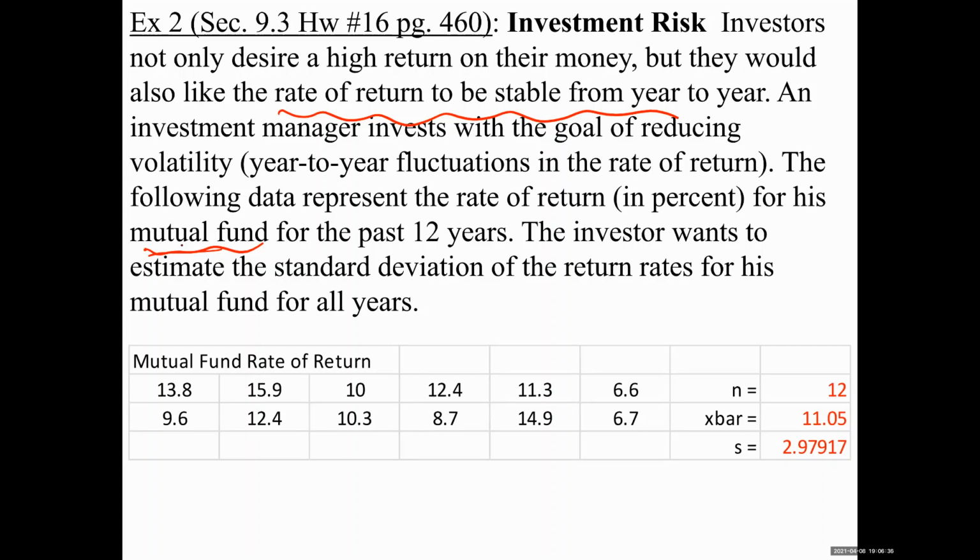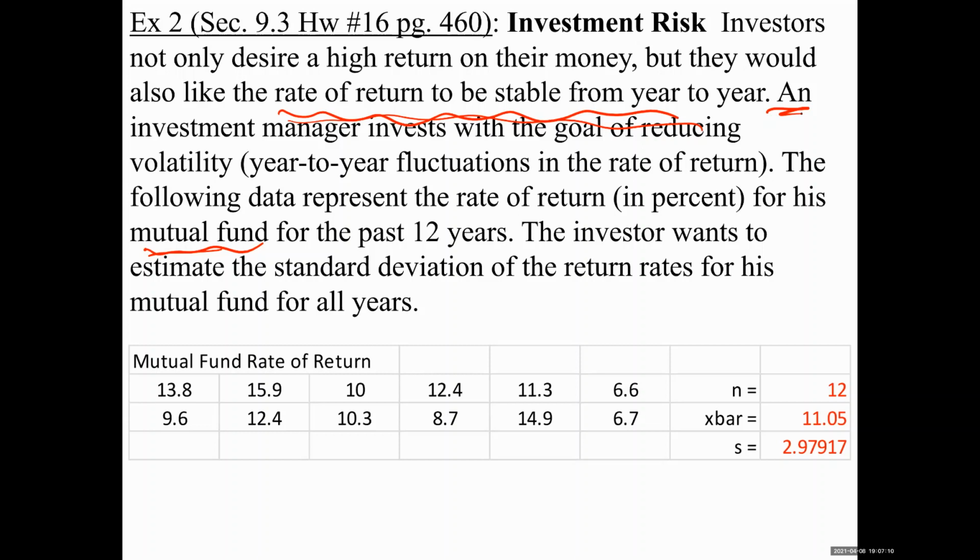So what we want is we want the return rates to be stable. If they change every year, we don't want them to change a lot. Let's go ahead and keep reading. So now I'm reading from here. The investment manager invests with the goal of reducing volatility, which is year-to-year fluctuations in the return rates. So we don't want the return rates to change that much from year to year. Again, if it did change, we're hoping it goes up, but it's going to go down as well. So we don't want it to change that much so we can live off the interest. That's the idea. All right.